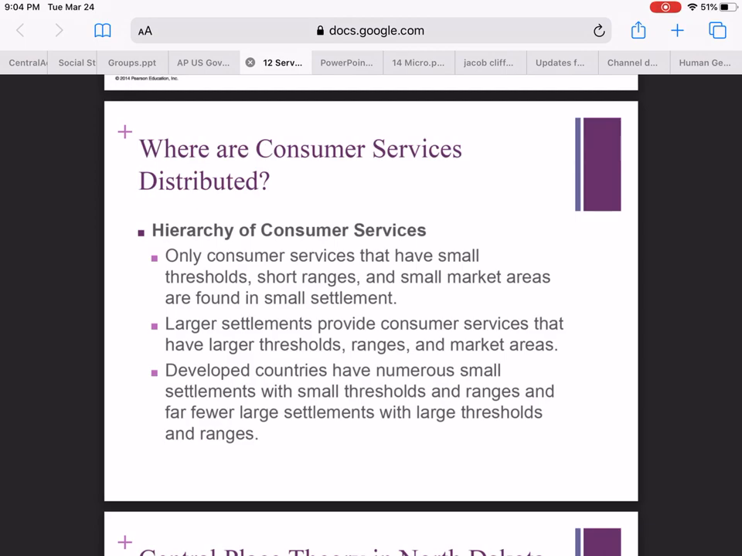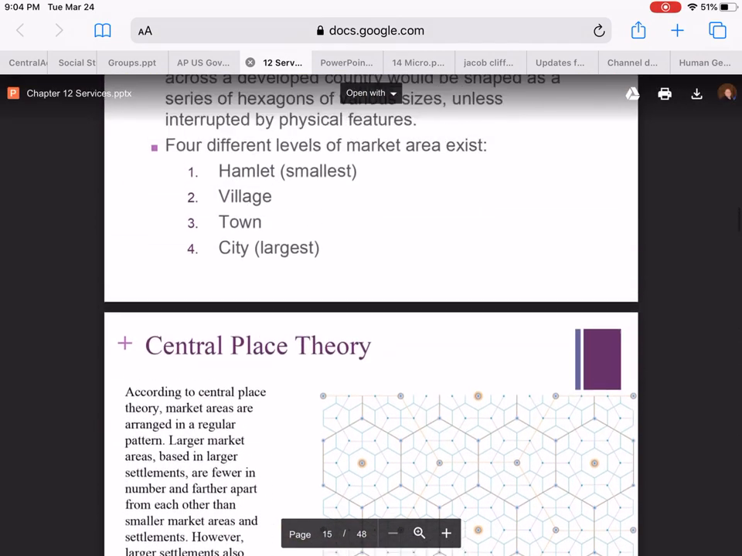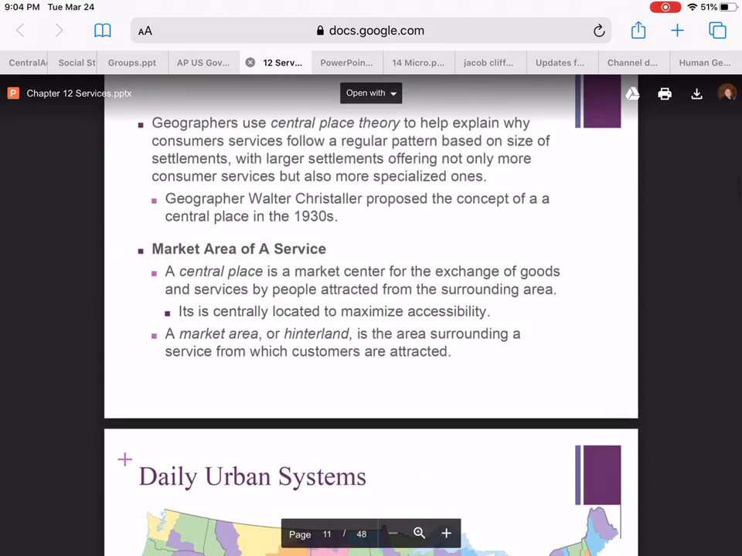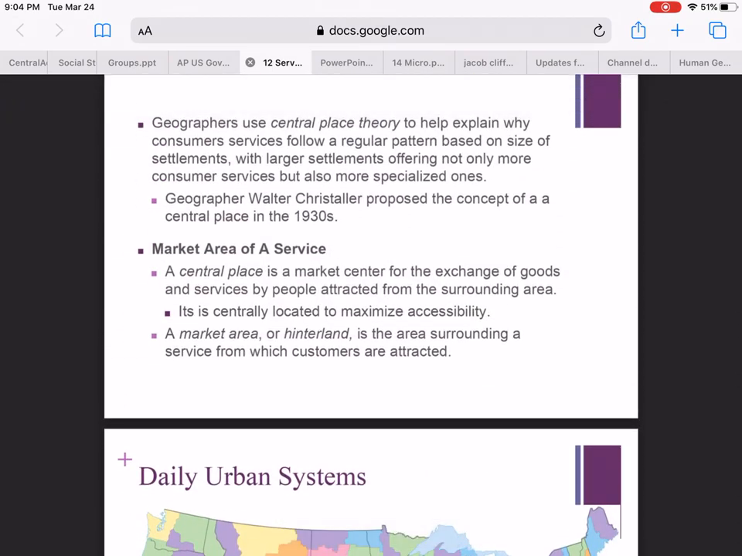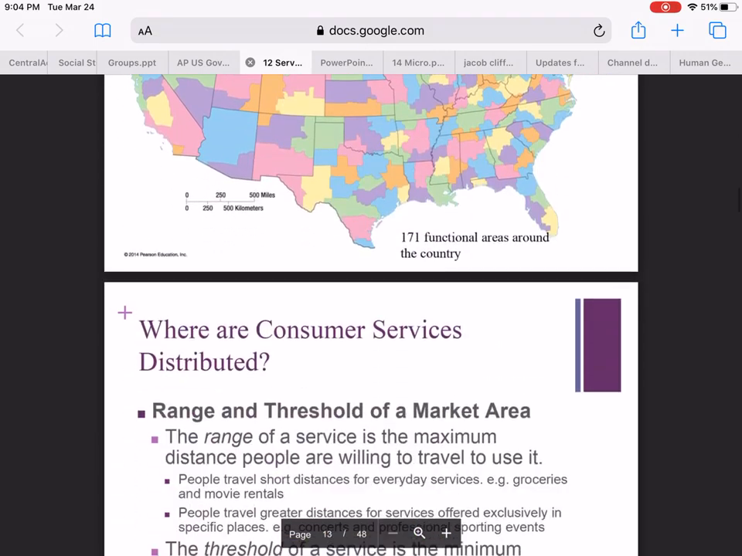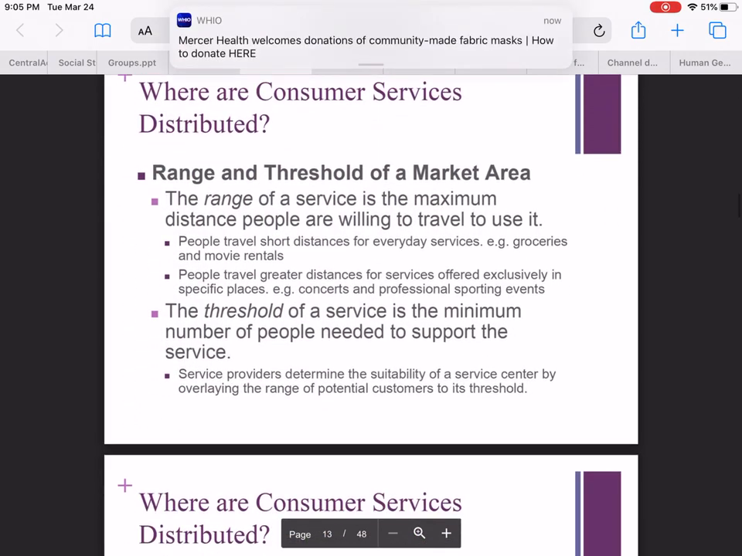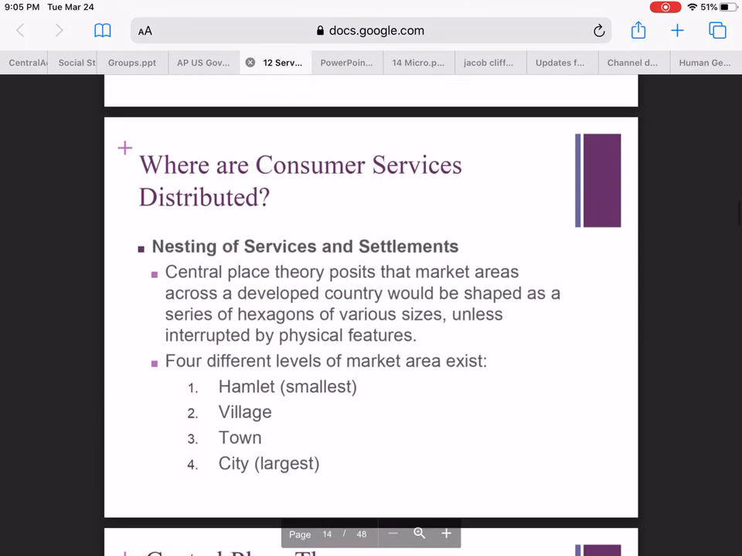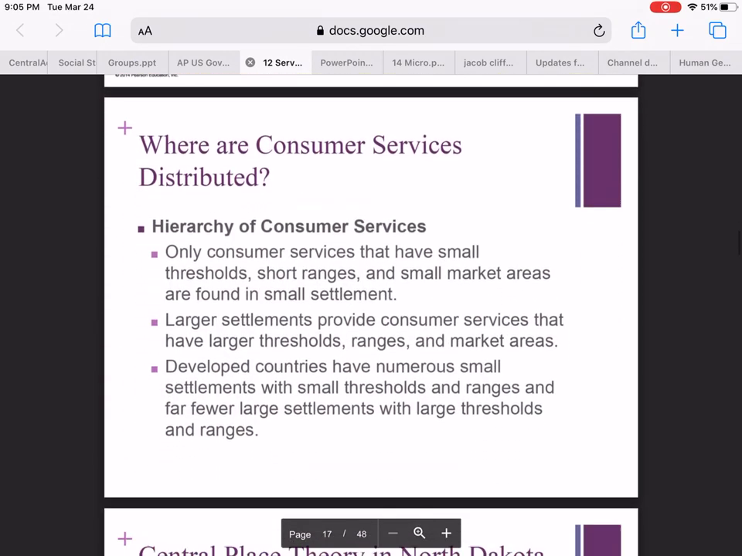So what we finished up on yesterday is we introduced this idea of central place theory, and we looked at these concepts. So the hinterland, the area from which consumers are drawn for a given service, the range, which is the maximum distance that people are willing to travel to get to that thing, and then the threshold, which is the number of people that are needed to support whatever that given service happens to be.